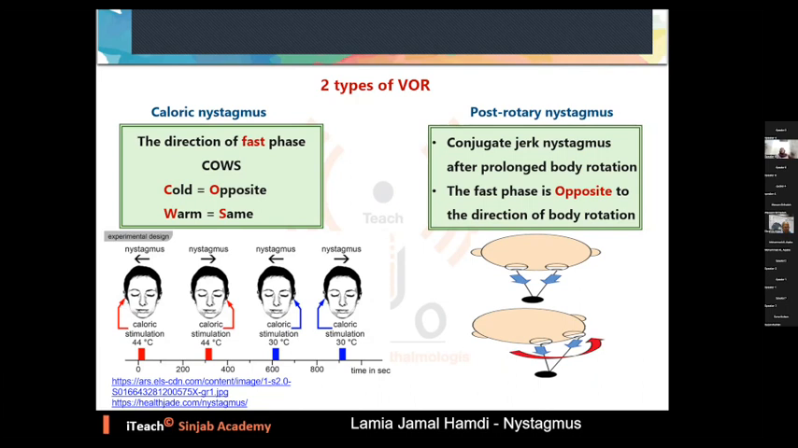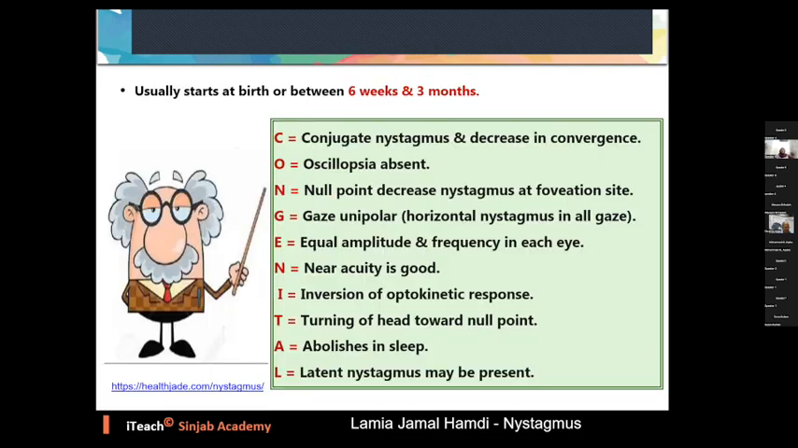The congenital infantile nystagmus. To remember the characteristics of this type, we use the word congenital. C for conjugate nystagmus and decrease in convergence. O for oscillopsia, which is absent in congenital nystagmus. Oscillopsia means the patient sees the object moves. And null point. G, gaze unipolar, which is horizontal nystagmus in all gazes. Left, right, up, or down gaze, it will be horizontal nystagmus.